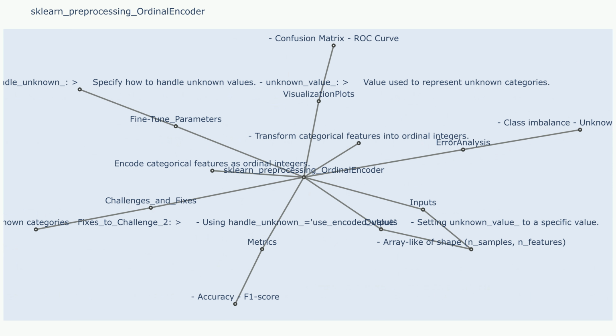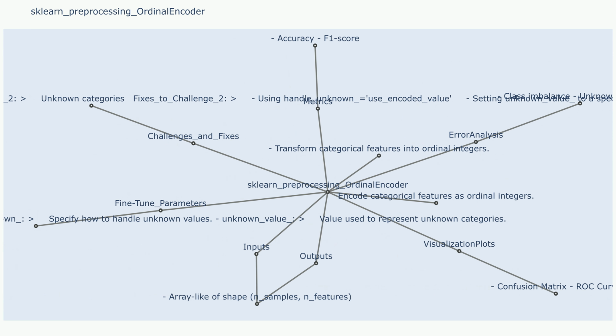Steps. Fit: the encoder learns the unique categories present in the input data. If categories are provided, the encoder uses those instead of inferring them from the data. Transform: the encoder assigns integer values to each category based on the order they were encountered during fitting.